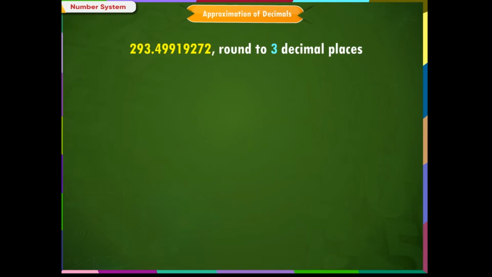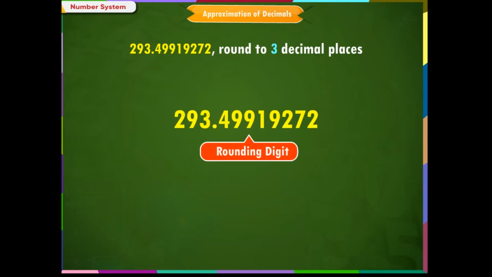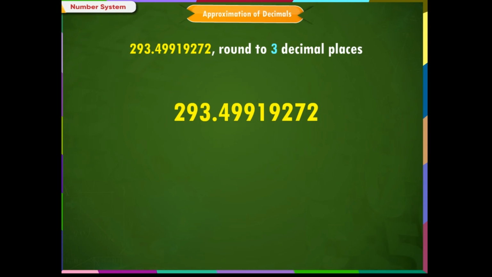Example 2. Round 293.49919272 to 3 decimal places. The rounding digit is 9. The decider digit is 1. Since 1 is less than 5, we round down and keep 9 as itself. So 293.49919272 rounds to 293.499.